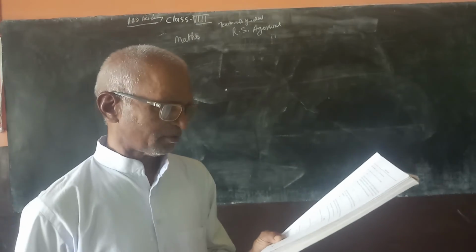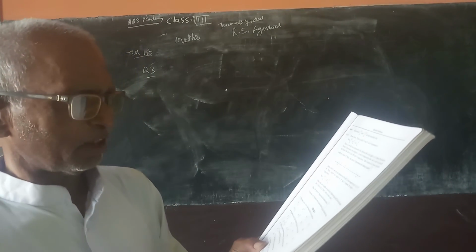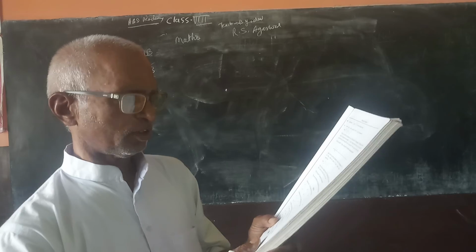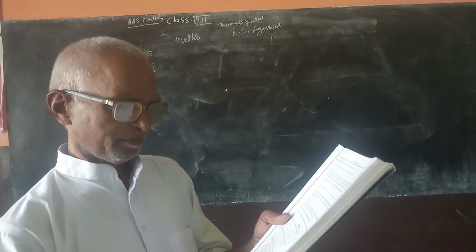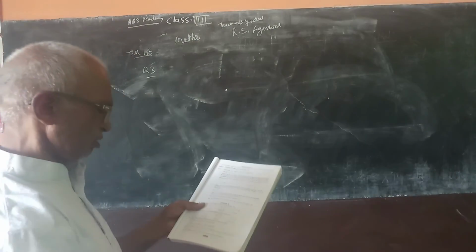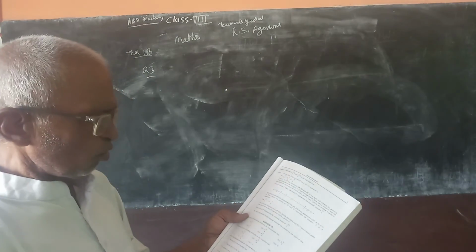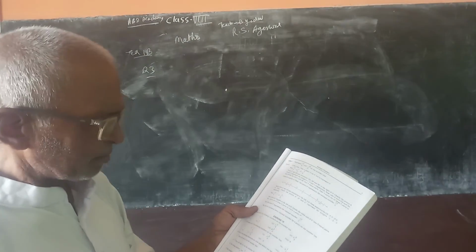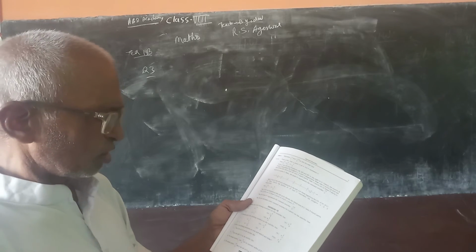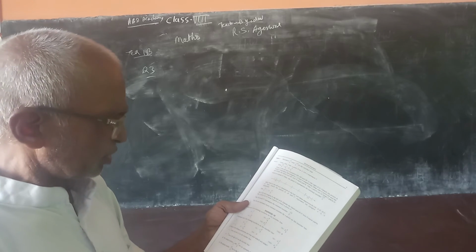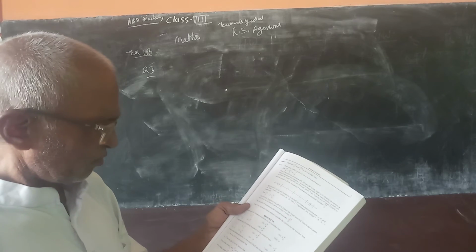The rational numbers 1 upon 3 and -5 by 2 are on opposite sides of 0 on the number line, it is true, because 1 by 3 will go right of the 0, it is positive. -5 by 2 will go towards the left of the 0, so they are opposite to the 0 on the number line, it is true. First is true, third is true, second is false.